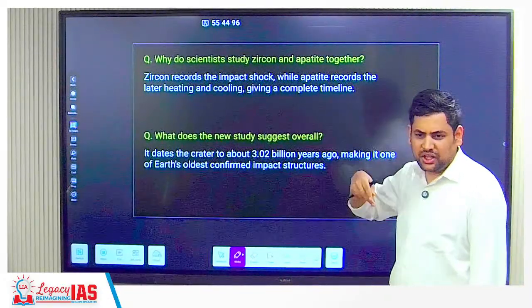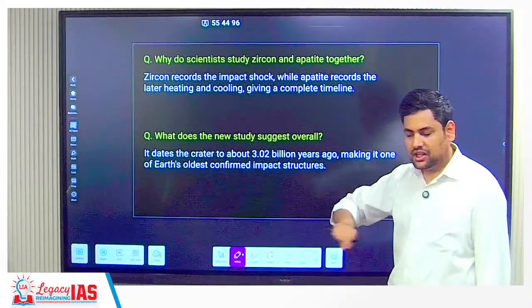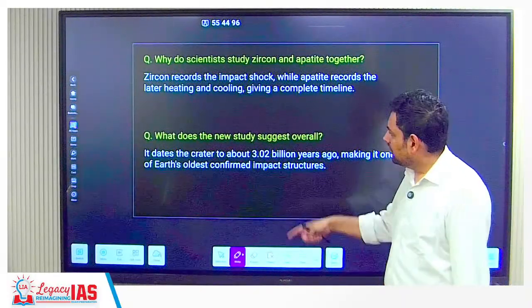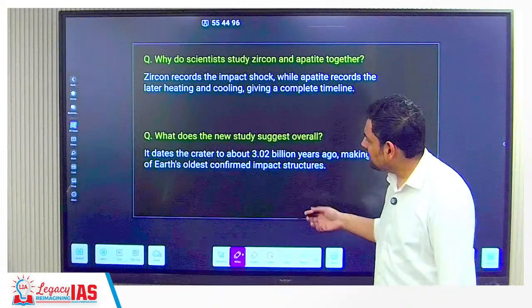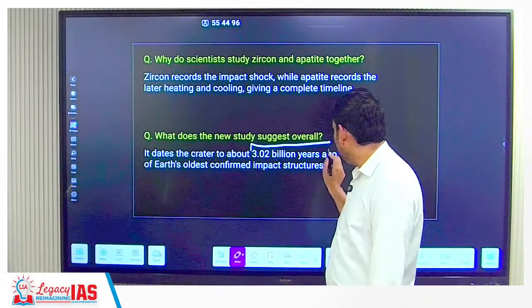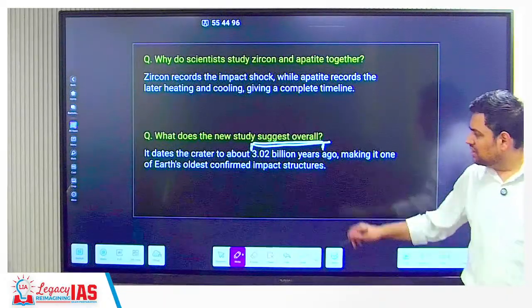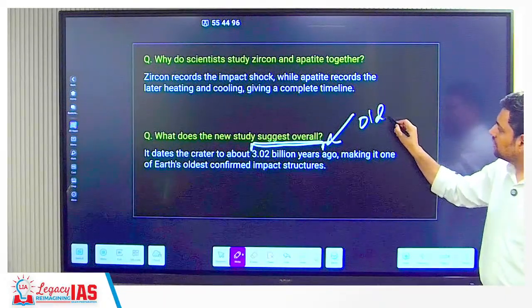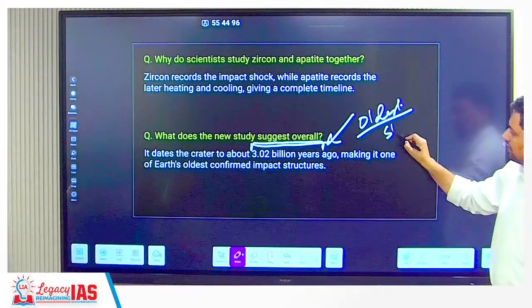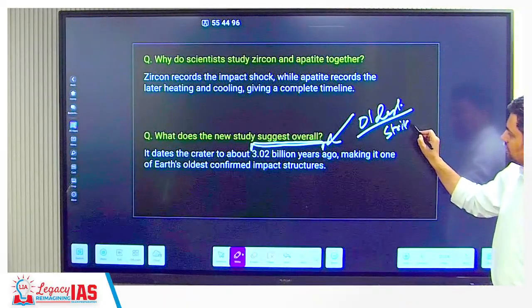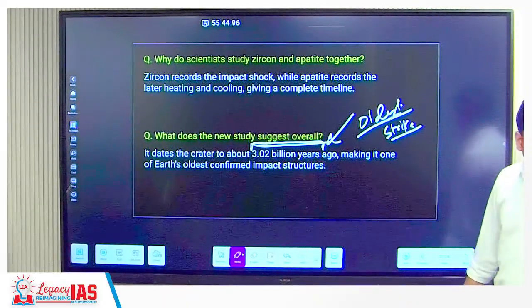Now, why did they study it together? You understood? One is for when and the other for how. Then, how does the new study suggest overall? It gives you the more accurate claim that this might be 3.02 billion years old, which makes it one of the oldest strikes known to us on Earth.